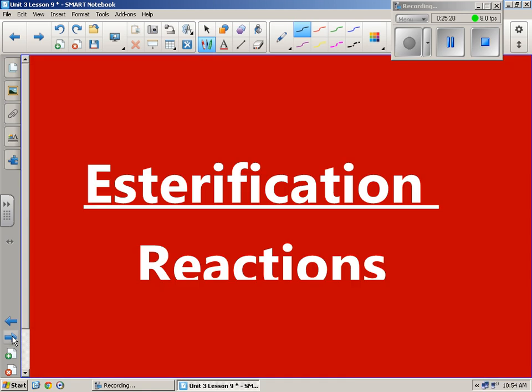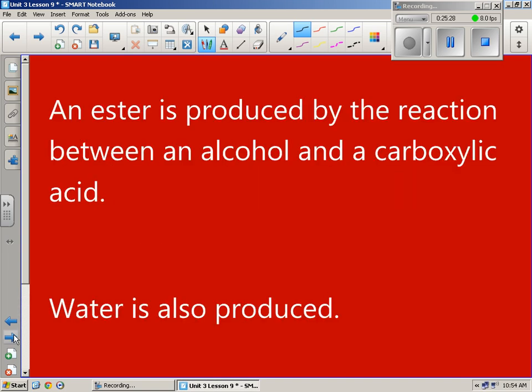Esterification. We've done esterification already. I've kind of taken some time with this, so this is going to go fairly quickly here. An ester, of course, is produced by the reaction of an alcohol and a carboxylic acid. Water is also produced in these ones here.